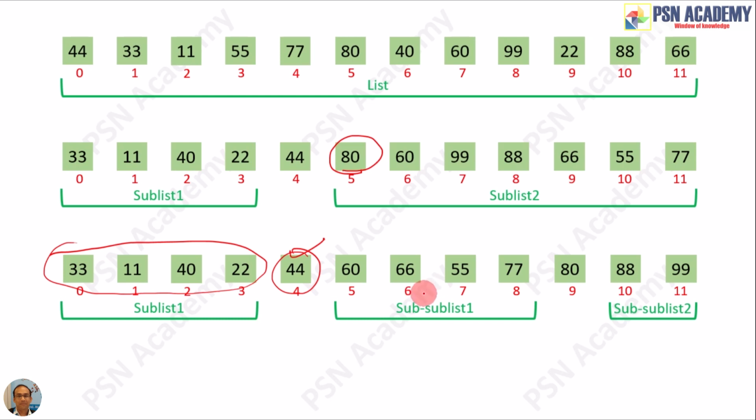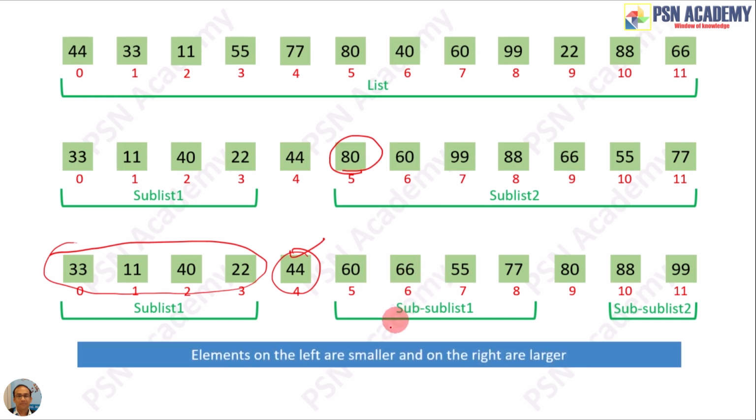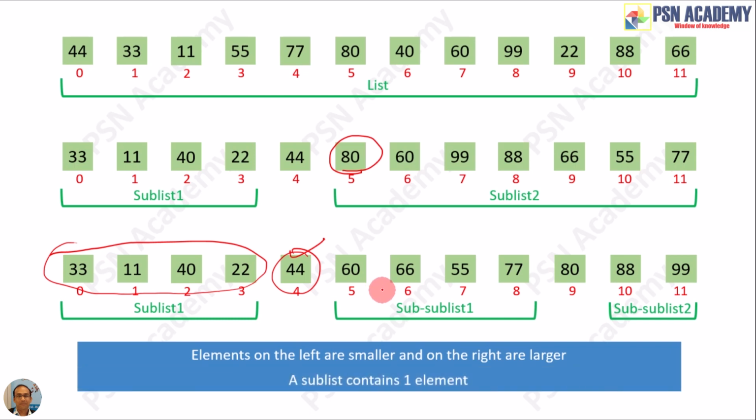Now, how will you come to know that an element from this list has been placed in its correct position? This is the first condition: if all the elements on the left hand side are lesser than the given element and all the elements on the right hand side are greater than the given element, then you say that that element is in the correct position. This is number 1.